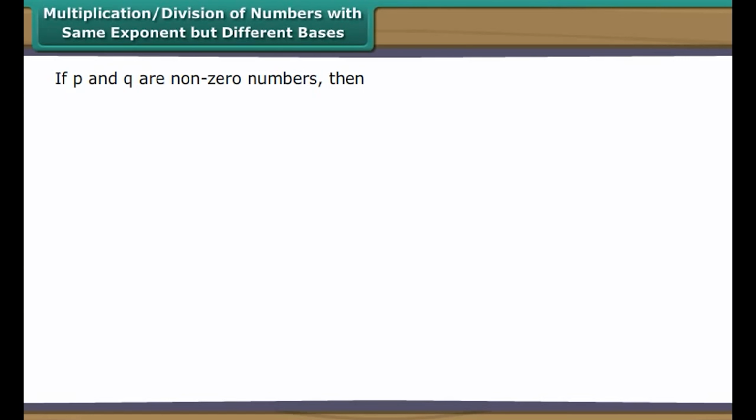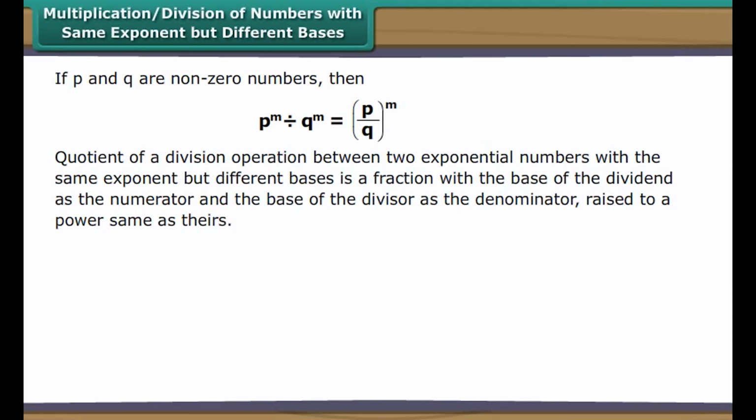If p and q are non-zero numbers, then p raised to the power m divided by q raised to the power m is equal to p upon q whole raised to the power m. The quotient of a division operation between two exponential numbers with the same exponent but different bases is a fraction with the base of the dividend as the numerator and the base of the divisor as the denominator, raised to a power same as theirs. Let us now use the law.